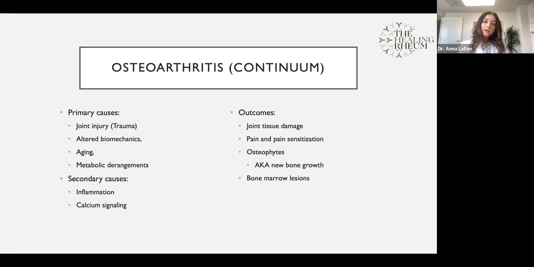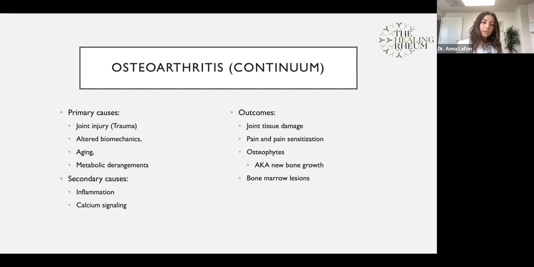In addition to that, it's on a continuum in that because of the joint injury or the trauma, your biomechanics change. So the way you ambulate changes. And then over time, as we age, our joints change. The content of the joints, the collagen, the fluid in the joint changes. And then you get more wear and tear of joints as well. So you get narrowing in the joint. And then sometimes metabolic derangements can cause it. By that, I mean hormonal imbalances, things like thyroid disease, things like calcium deposition, and things like that.